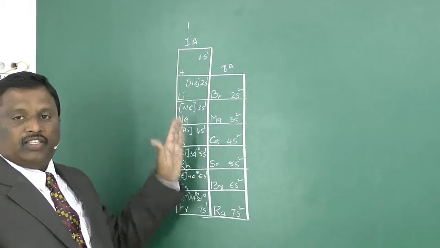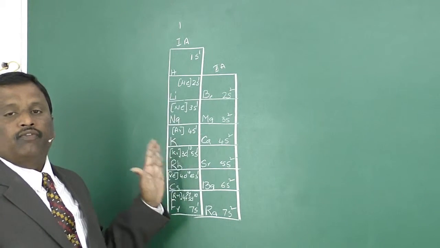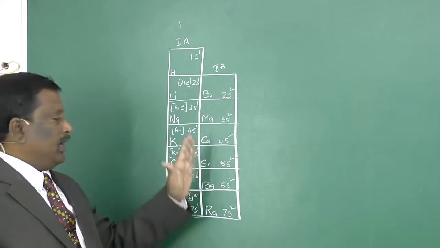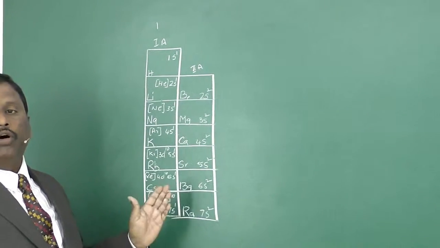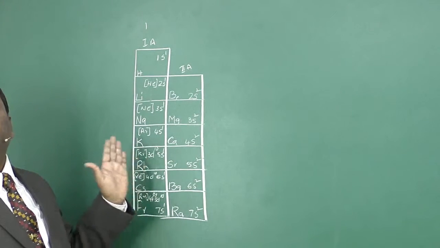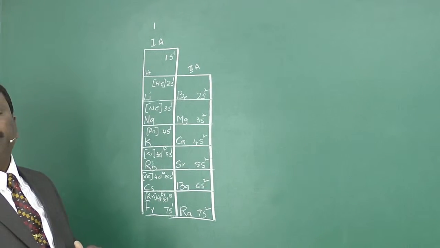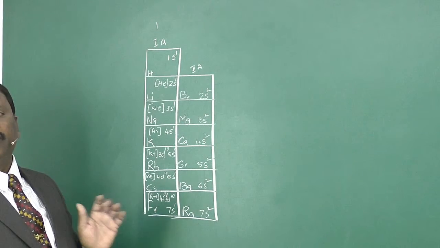These elements, that is the first A group elements, form stable compounds with +1 oxidation state, and the second A group elements will form stable compounds with +2 oxidation state. These are the special characteristic properties of S block elements.